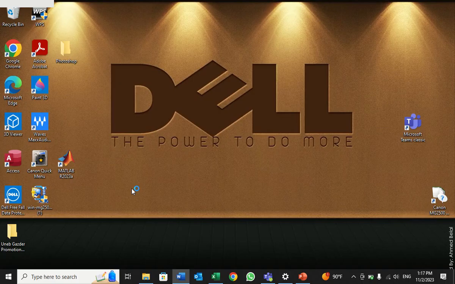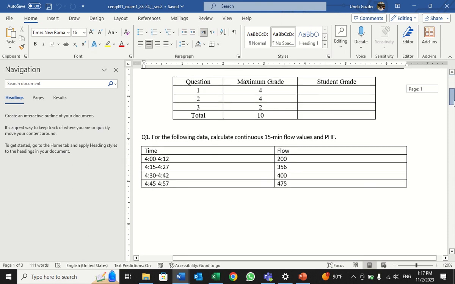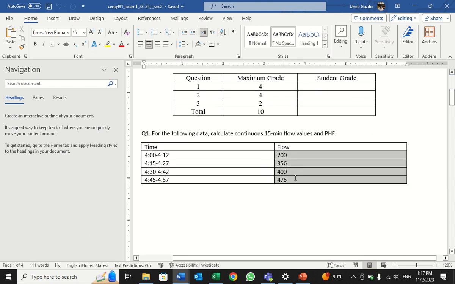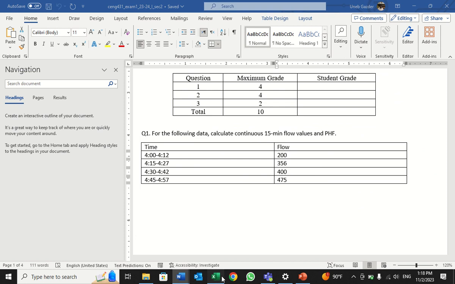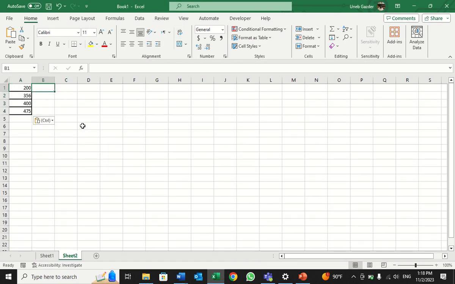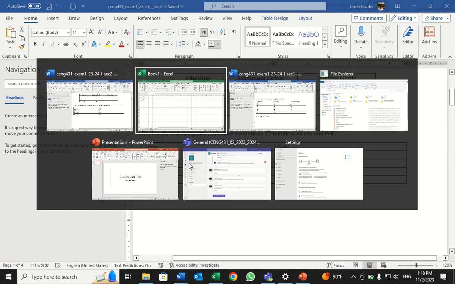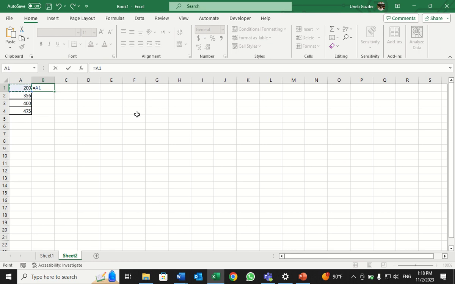If I go to the exam of section number 2, this one is very easy. I'll go again to the Excel sheet and make a new file here. All these values are for 12 minutes, and I want to convert them to 15 minutes. So I'll take each value, divide by 12 because it's taken for 12 minutes, multiply by 15 because I want 15 minutes. I'll do this for all the values.